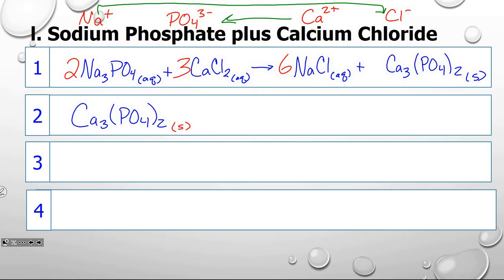What are my spectators? Which ones are not involved in making the solid? Na and Cl, right? Those are the ones we didn't use to make the solid. So I write down here Na plus AQ and Cl minus AQ. These are my spectator ions. These are the ones that don't get involved. They're just watching the show.